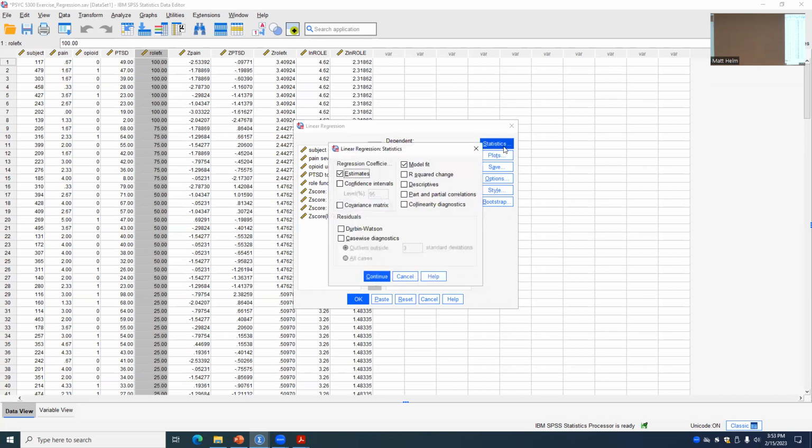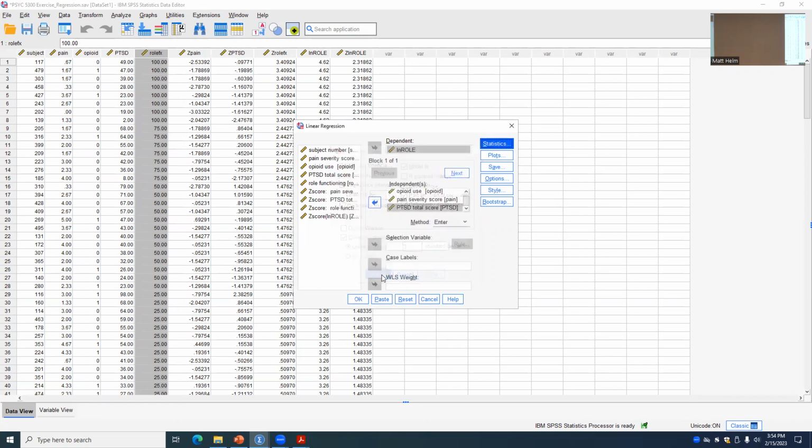Then I'm going to go to statistics. I'm going to ask for confidence intervals around my regression coefficients, descriptives, part and partial correlations, and collinearity diagnostics. And then I'm going to ask for case-wise diagnostics, right? What this is going to do is automatically flag cases exceeding 3 standard deviations, outliers and things along those lines. You could change this to whatever you want. We'll just leave it there. I'm going to hit continue.